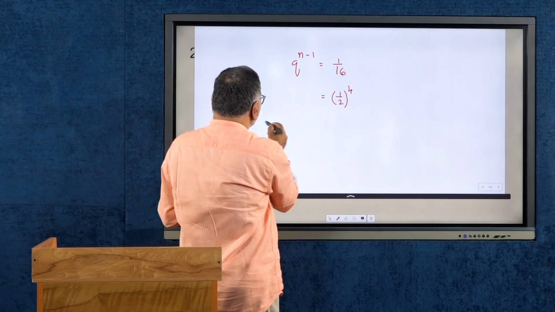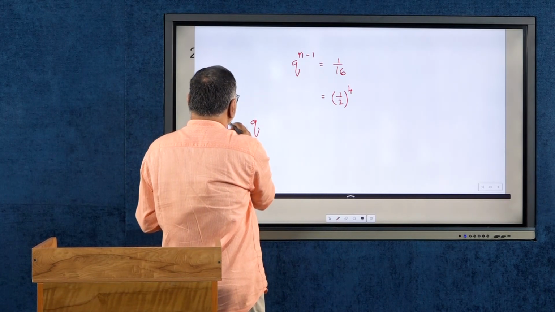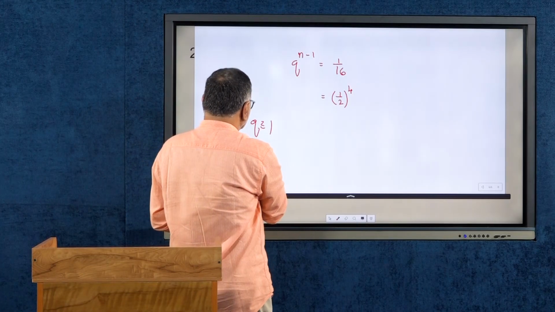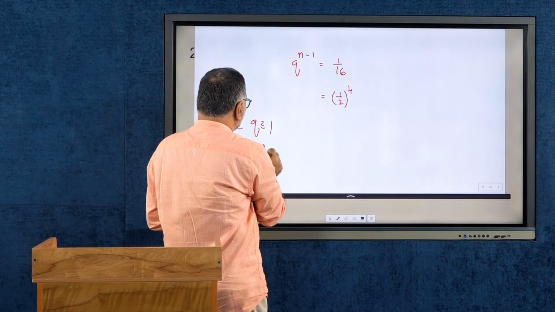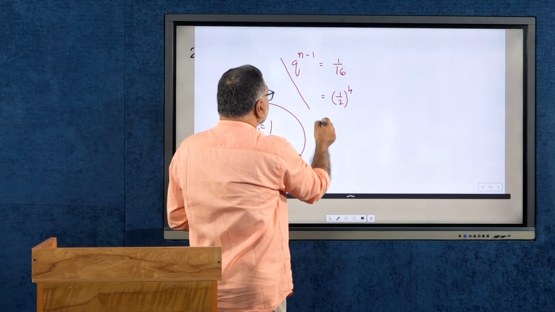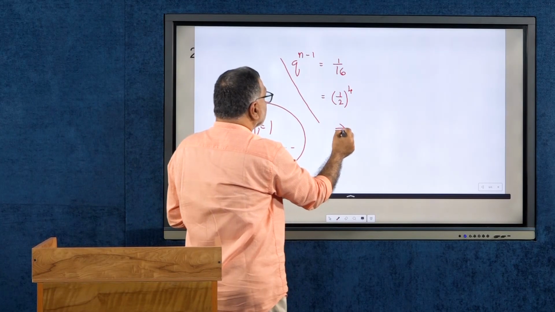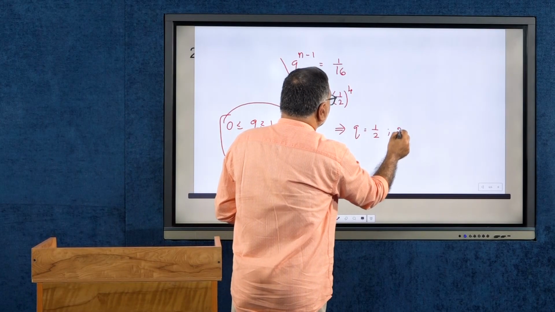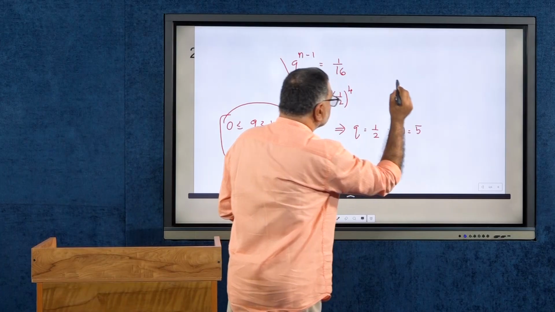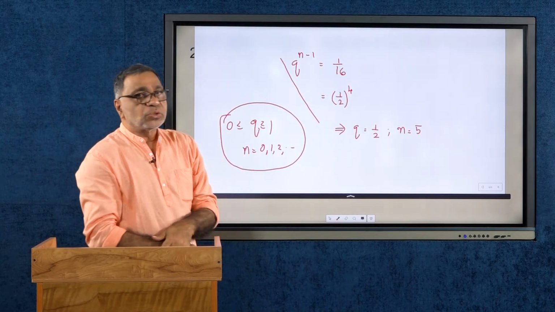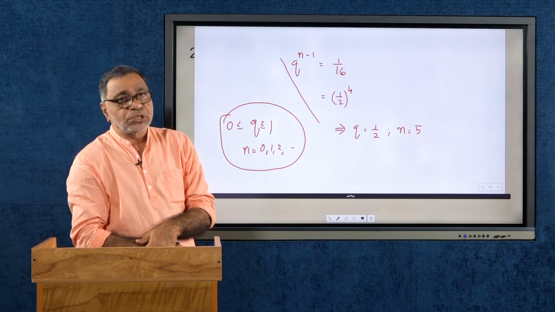So q is a value in between 0 and 1, it is a probability value. And n is an integer, 0, 1, 2, 3, etc. Considering these two aspects, this equation gives us q is equal to 1 by 2 and n minus 1 is 4, so n is equal to 5. So n is equal to 5 and q is equal to 1 by 2.